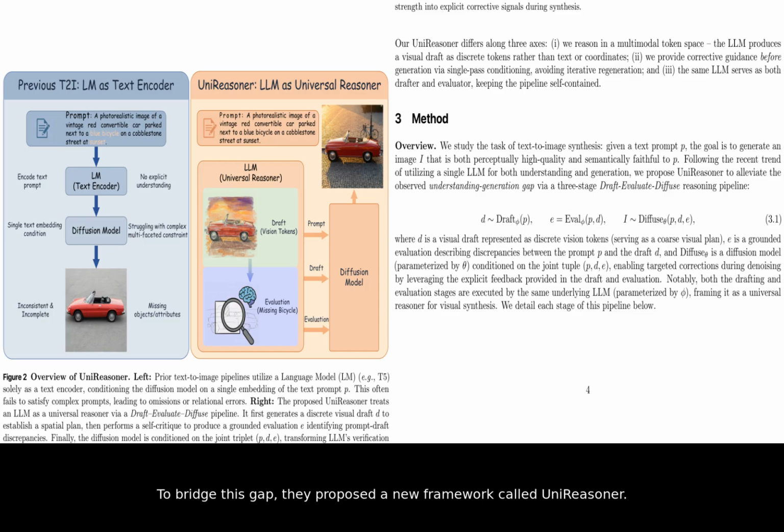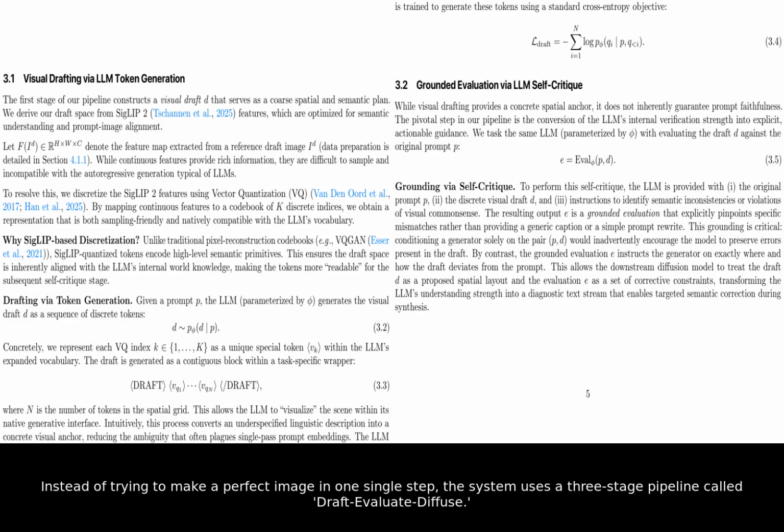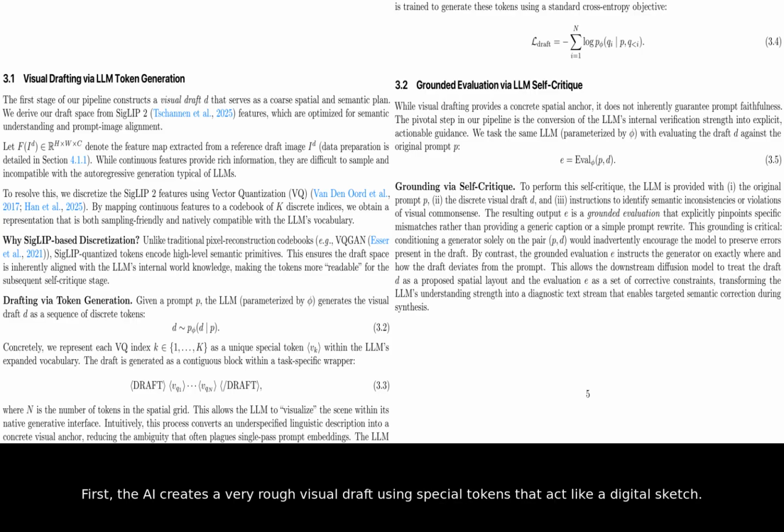To bridge this gap, they proposed a new framework called UniReasoner. This system treats the large language model, or LLM, as a universal reasoner that guides the entire creative process. Instead of trying to make a perfect image in one single step, the system uses a three-stage pipeline called Draft-Evaluate-Diffuse. First, the AI creates a very rough visual draft using special tokens that act like a digital sketch. This draft isn't meant to be pretty. It is just a coarse plan to establish where objects should be located.